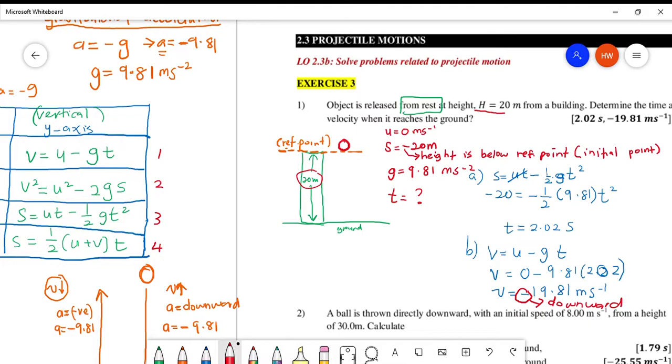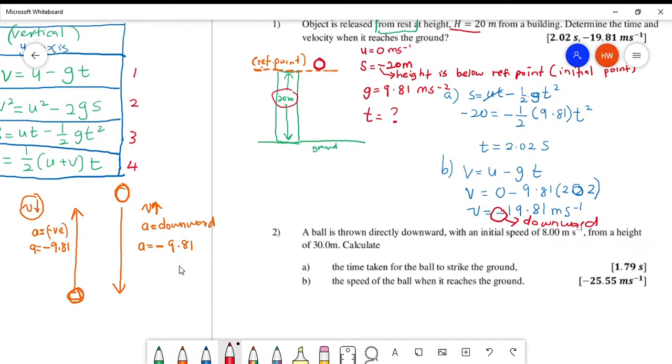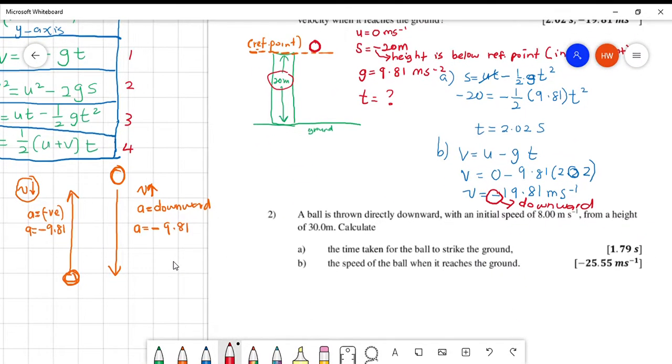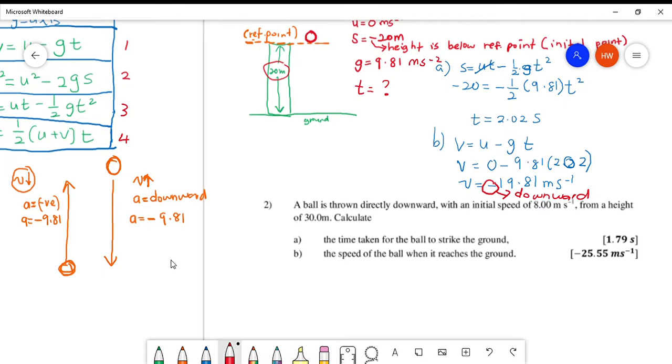Okay, kita tengok soalan seterusnya. A ball is thrown directly downward. Kat sini dia bagi initial velocity. Dia tak bagi at rest. Dia kata with initial speed of 8 meter per second from a height of 30 meter. Calculate the time taken for the ball to strike the ground.